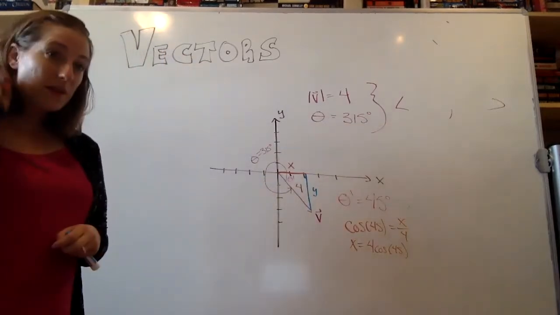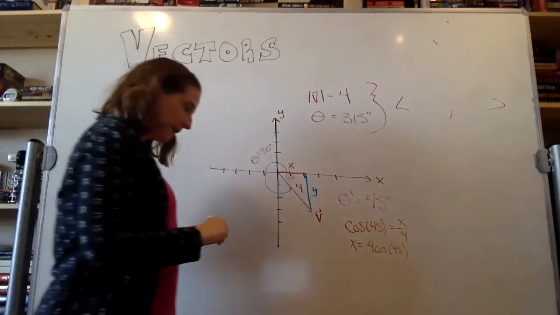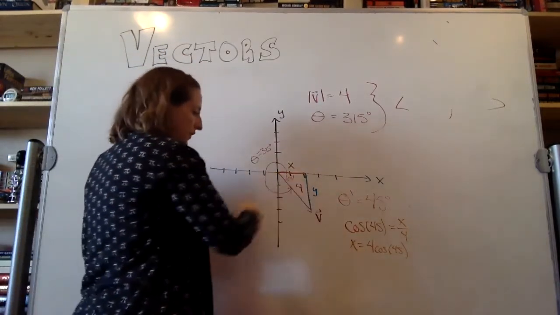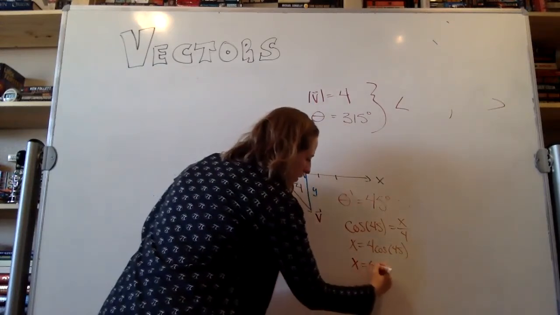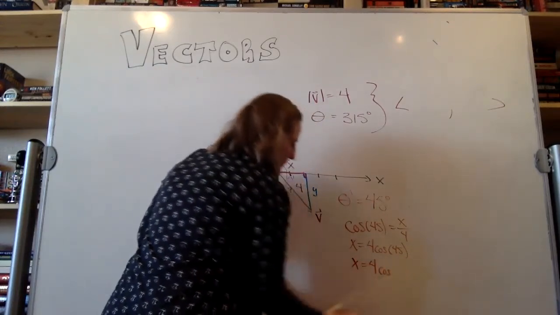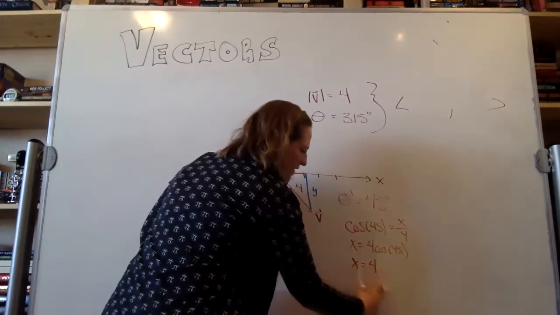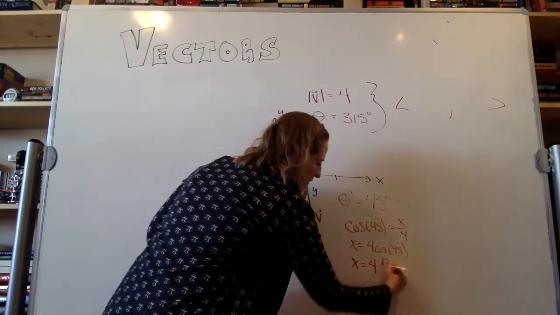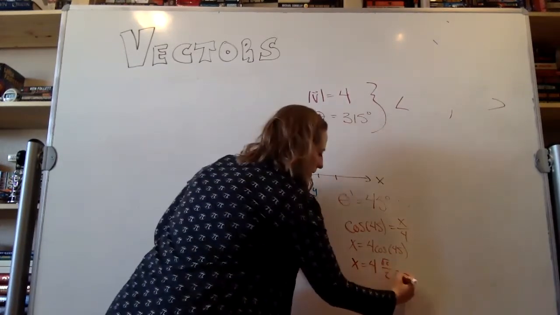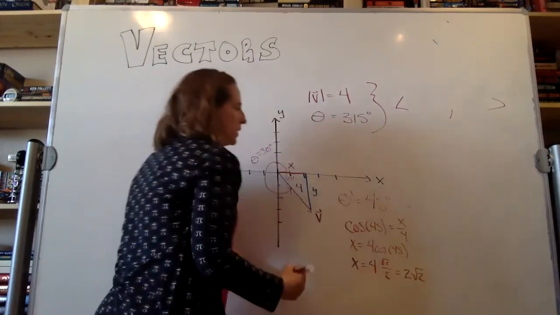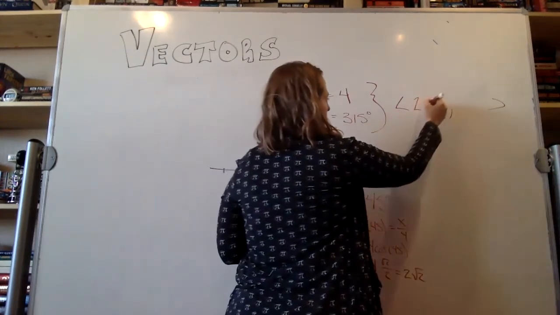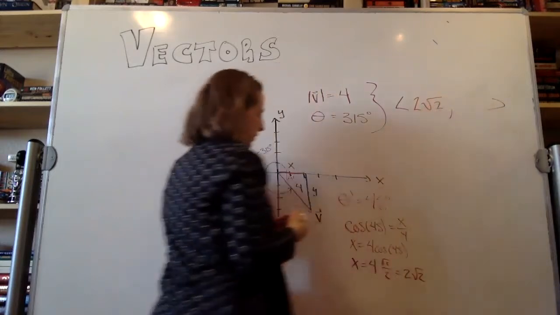And then we're going to have to think about signs here, just like we've always had to think about signs. Our x should be positive, right? So we can do x equals 4 times cosine of 45. What's cosine of 45? It's the square root of 2 over 2. 4 over 2 cancels, leaving us with just 2 square root of 2. So the horizontal component of this vector is 2 square root of 2.